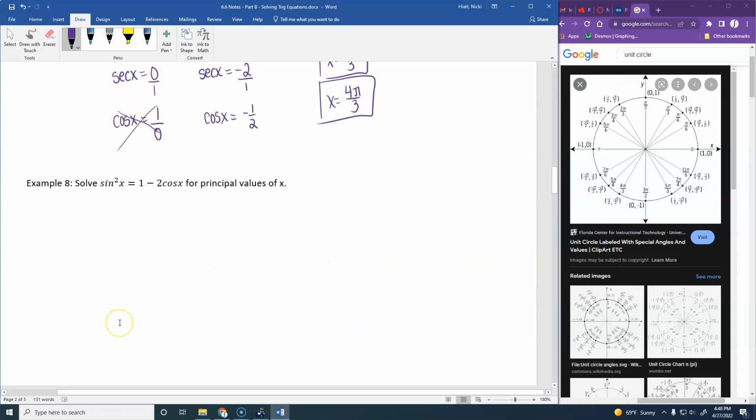Okay, and we have one more example to do here. We've got sine squared x equals 1 minus 2 cosine x. So for this problem, notice that over here I have a cosine, but right here I have sine. And so we really want those two to match. The only way that we can do that is if we turn sine squared x into 1 minus cosine squared x. And then we would like to get everything to one side. I'm going to move everything over here to the right side. So I would subtract that 1, add the cosine squared x.